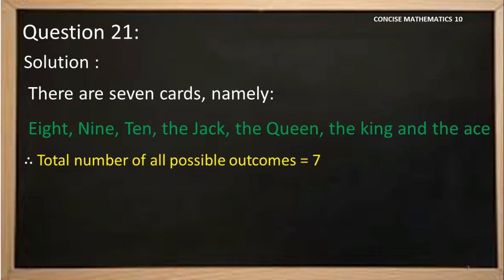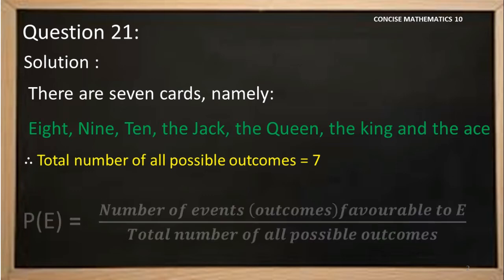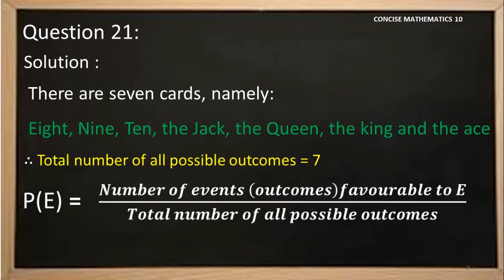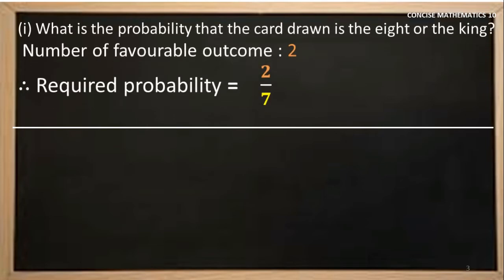As they said there are 7 cards, total number of all possible outcomes will be equal to 7. Now the question is, one card is picked, so what is the probability that the card drawn is the 8 or the king? How many 8 cards are there? Only 1. How many king cards are there? Only 1. Hence 1 plus 1 is equal to 2. Required probability is equal to 2 by 7.